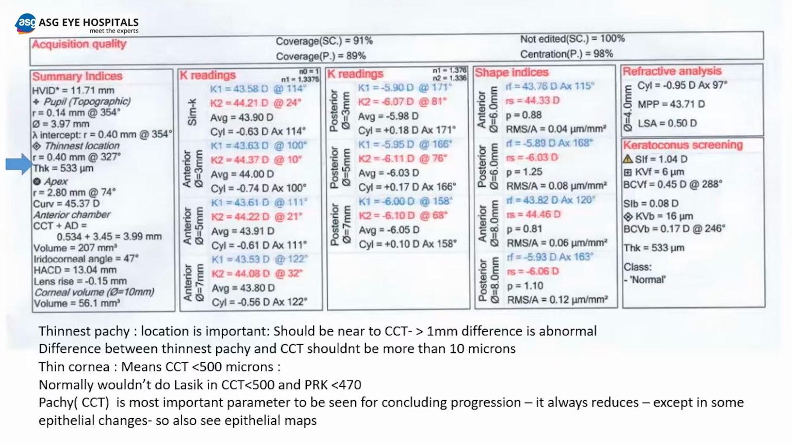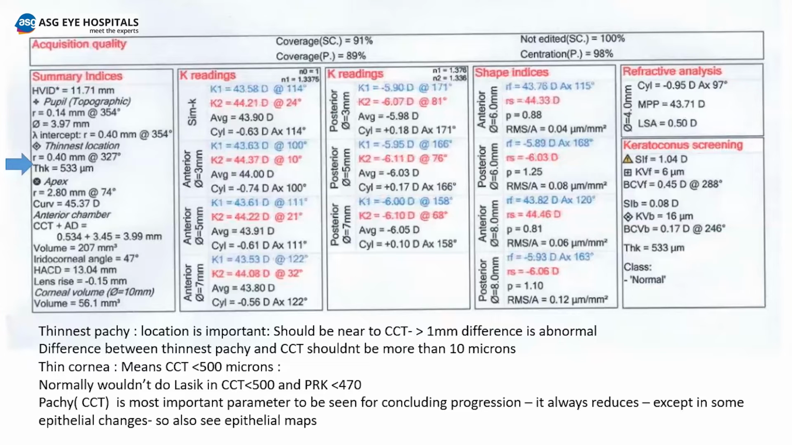Now, what is a thin cornea? It means that the CCT is less than 500 microns. Normally we wouldn't do LASIK in CCT less than 500 and PRK less than 470 microns. So every cornea that's less than 500, and specifically if there is something you can see which is not correct on the posterior maps, then we would maybe label it as a thin cornea, and then see if you can do a LASIK or you have to go for a surface ablation.